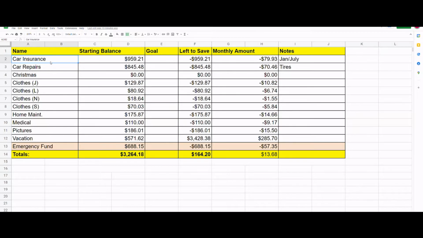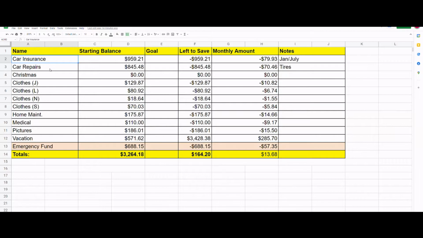And I do this because, let's pick a category. Let's say car repairs. You can see we have $845.48 in there. Well, let's say we have a car repair and it's going to be $1,000. We don't have enough. So what I would do is take money from an account that doesn't need that money right now. Like, let's say the medical fund. We aren't using that money right now. I could potentially borrow money from that fund to cover the cost of the car repair. So that is why I keep everything in the same account.